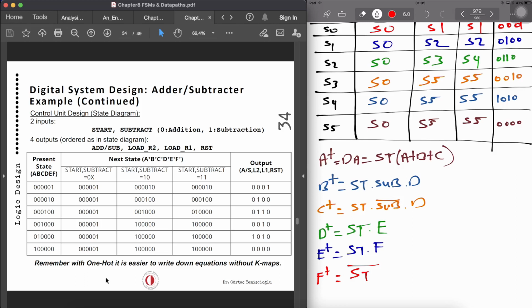Okay, so this is how we can derive the flip-flop input equations, and we can use these to implement using D-type flip-flops. All you need to do is use these inputs and connect them up together.